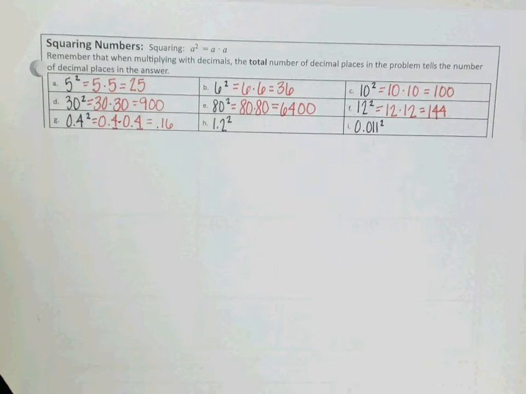If you could not remember this rule, you're more than welcome to work it out on the side and actually multiply 0.4 times 0.4. But again, you need to remember that rule: the total number of decimal places in your problem is going to equal the number of decimal places that need to be in your answer.